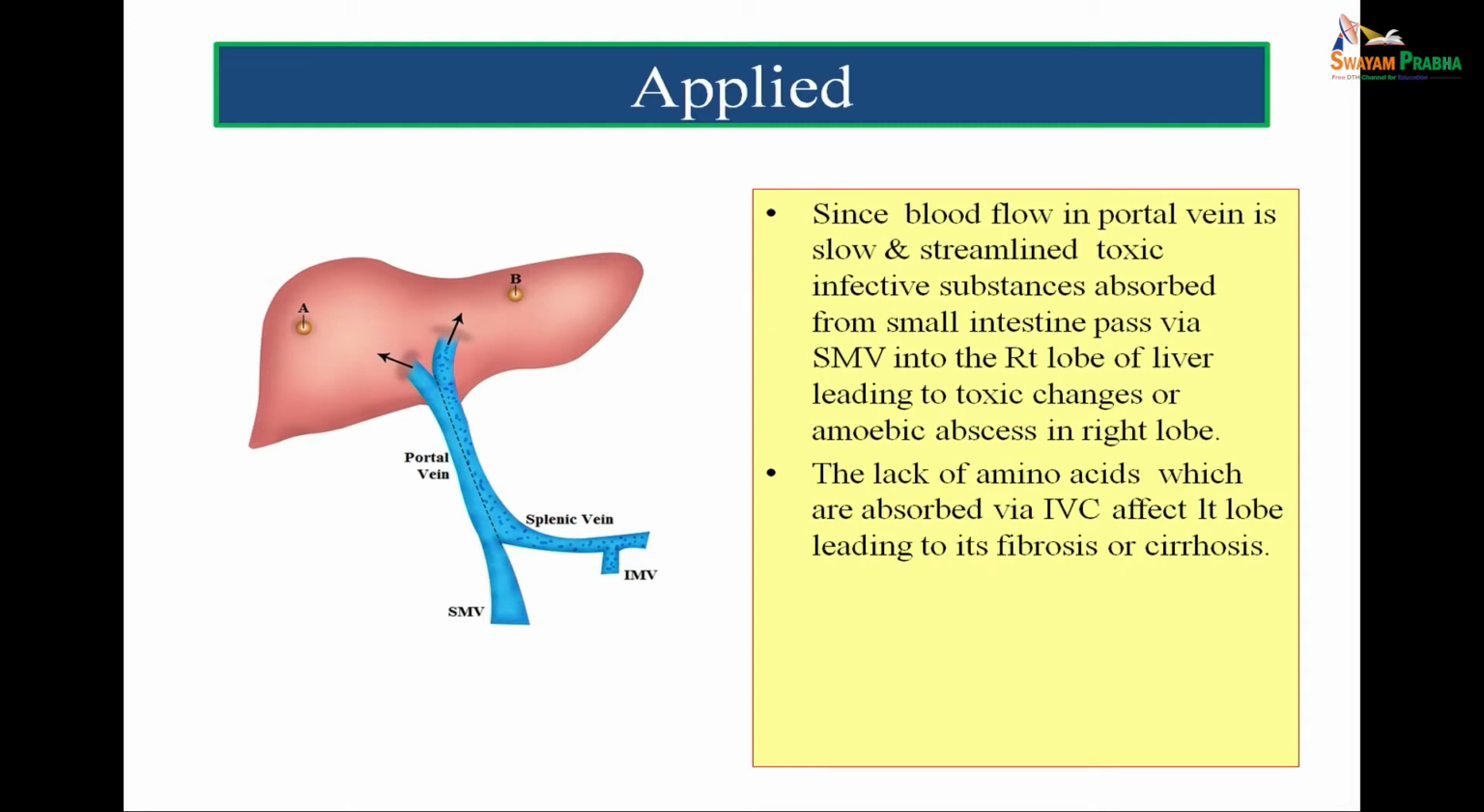So, in the region of the drainage of the inferior mesenteric vein, amino acids like choline and methionine are deficient, so their availability to the left lobe due to the laminar flow is less. So that is why the deficiency features of methionine and choline resulting in cirrhosis are more prominent in the left lobe of the liver compared to the right lobe of the liver.